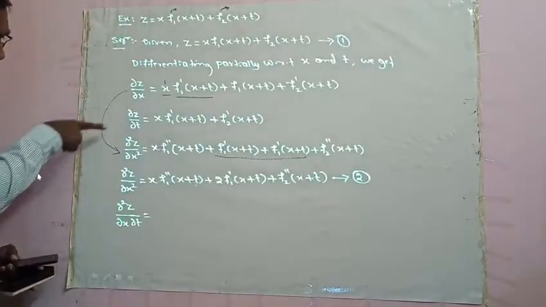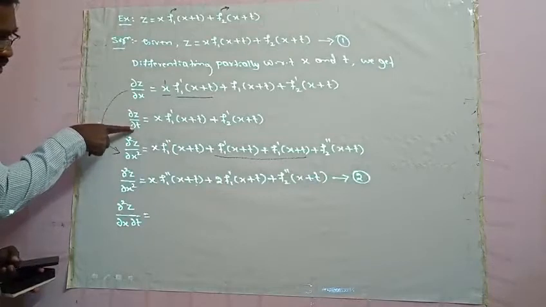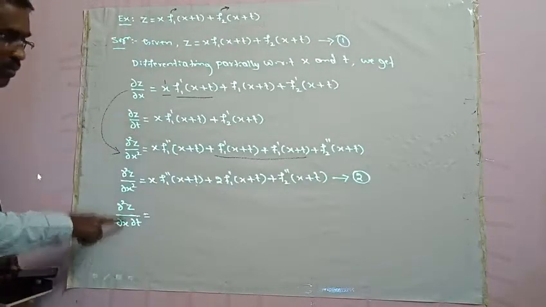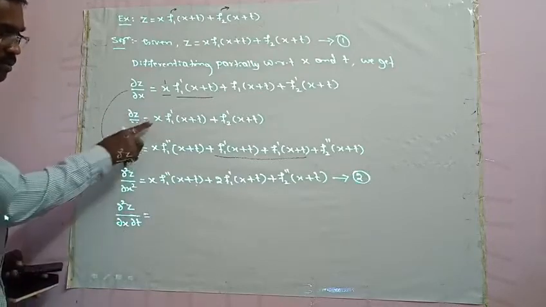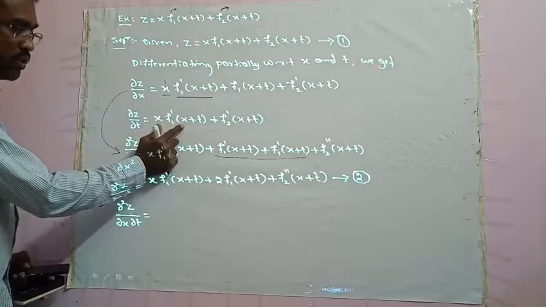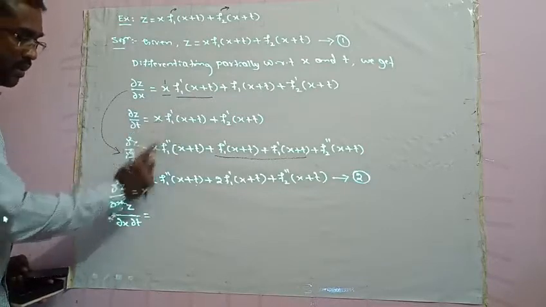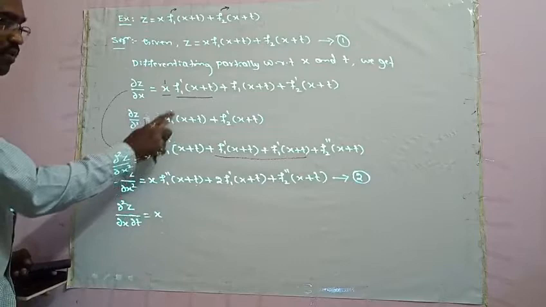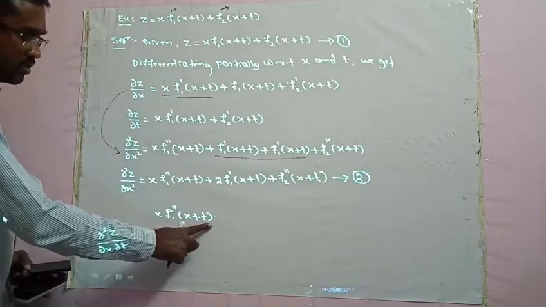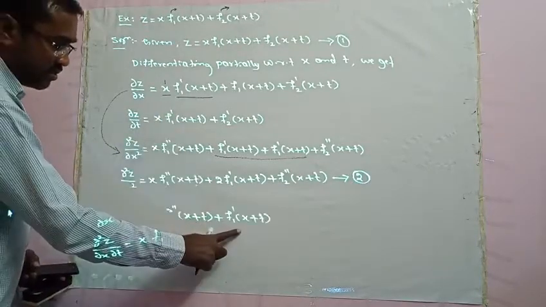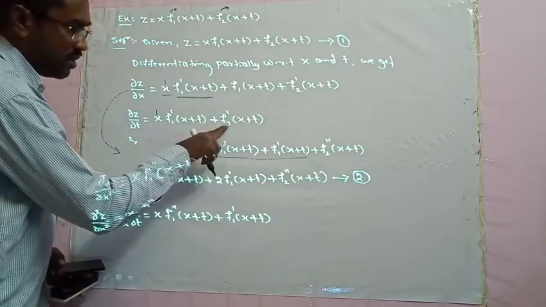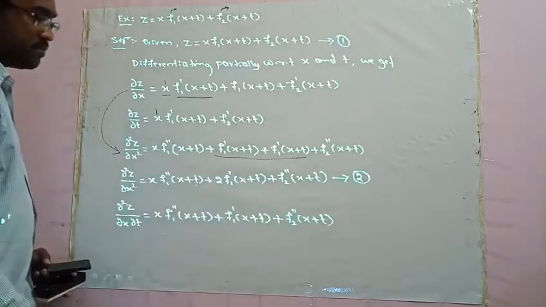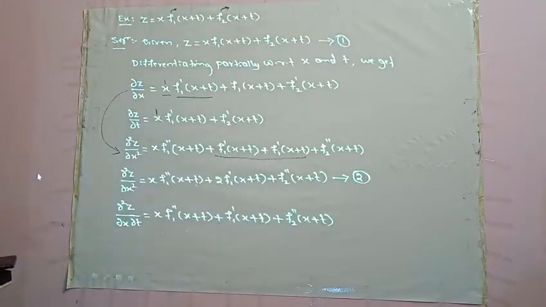Now go for differentiation of dou z by dou t with respect to x. Since we are differentiating with respect to x, we need to use the product rule here. X as it is, differentiation of f1 dash is f1 double dash, plus f1 dash as it is, differentiation of x is 1, plus f2 double dash here. We have differentiated this, call it equation number 3.